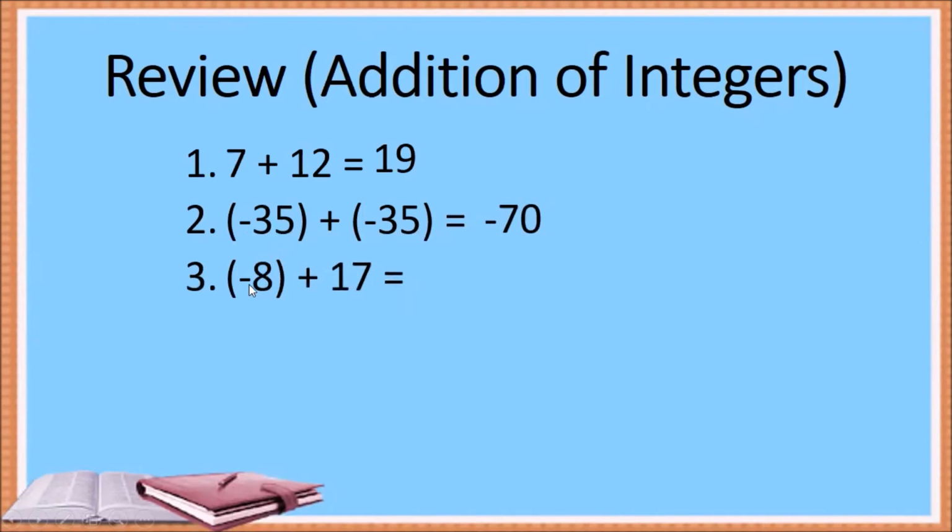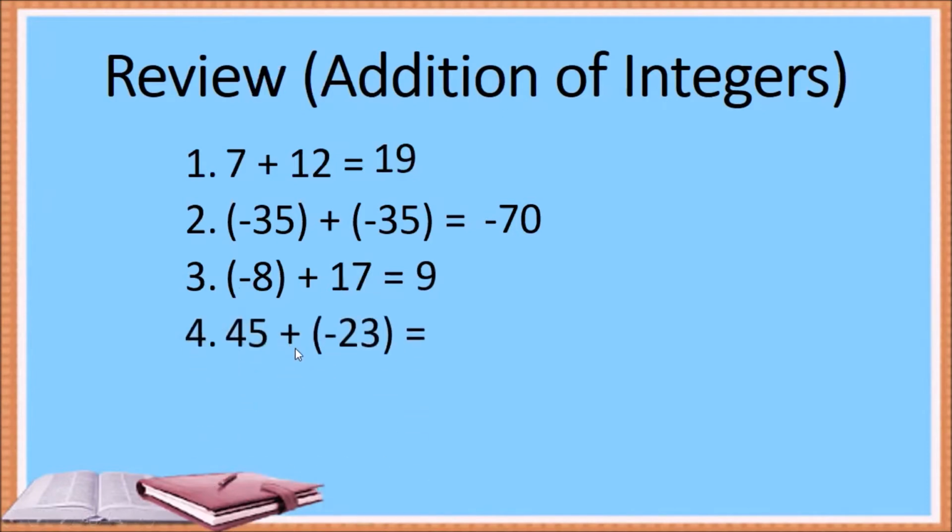Next, negative 8 plus 17. So the signs are not the same. Subtract 17 and 8. So that is 9, and copy the sign of the greater number. And 17 is greater than 8. So the sign of 17 is positive. So the final sum of negative 8 plus 17 is equal to positive 9.